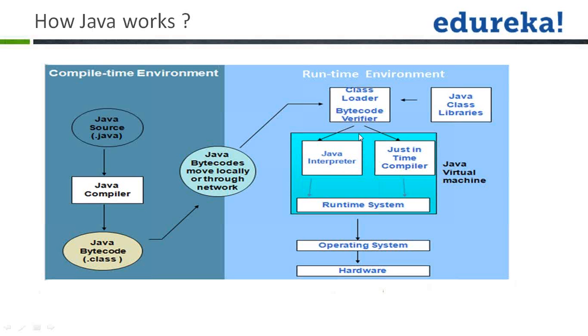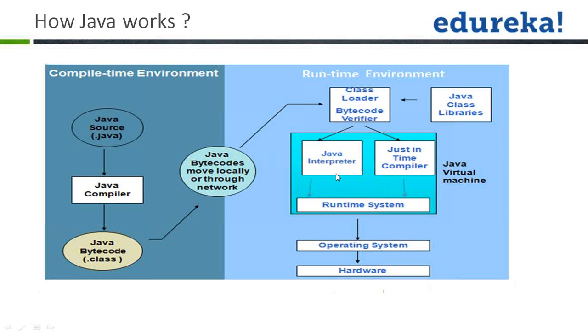Now, as soon as the bytecode comes, Java interpreter starts interpreting the bytecode. It starts reading bytecode line by line, one after the other. First line read, it converts it into instructions. Then the second line instructions, third instructions, and so on. After that, what is the role of just-in-time compiler?